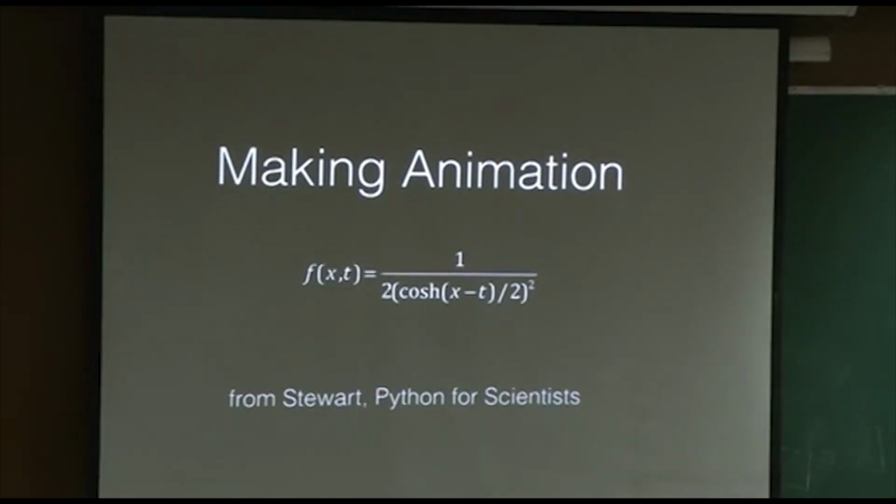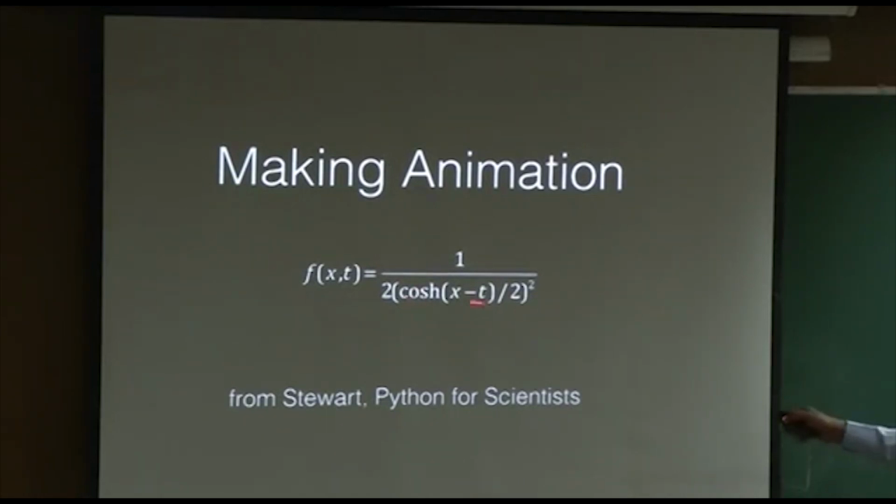Okay, so we can make nice animation. This is copied from Reverse. This is a nice book. It does assume that you know a bit of programming. This is Python for Scientists. I want to plot this function at different times. So I'll plot f of x at different times, and you'll see that it will move.